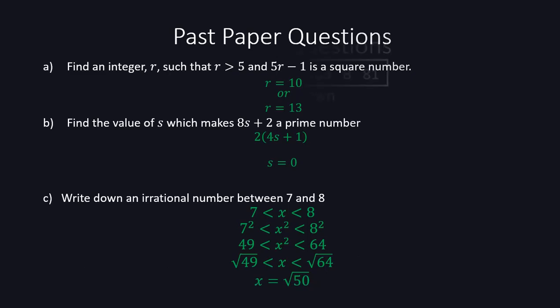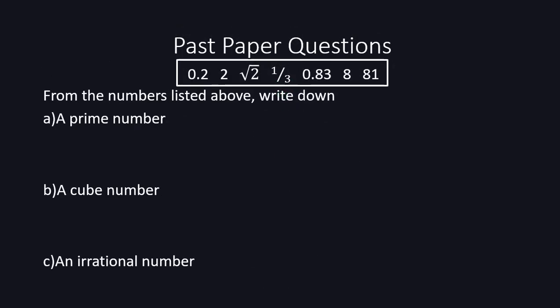Let's have a look at another question. This question will be the last one that we're going to be discussing. A list of numbers has been provided. It includes 0.2, 2, square root 2, 1 divided by 3, 0.83, 8, and 81. The question says, from the numbers listed above, write down a prime number.